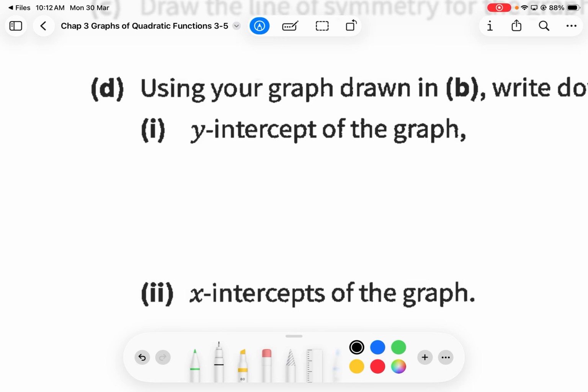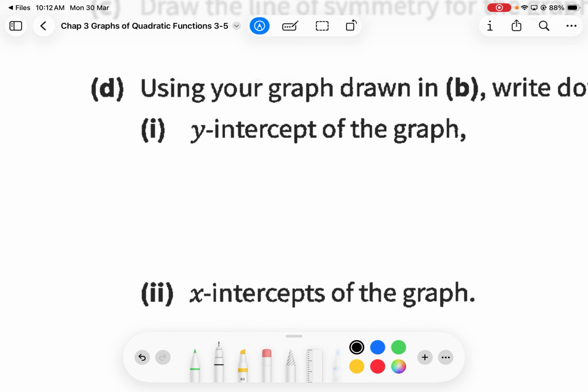Okay, next question. Hey, these girls, you all want to split up or not? Split up better. You all sit together, keep talking, then never listen. Okay.